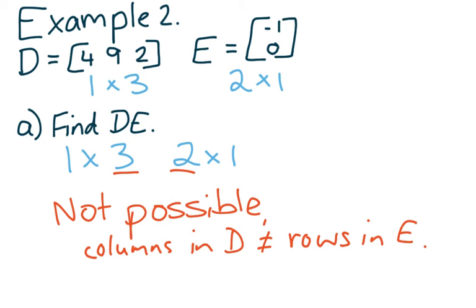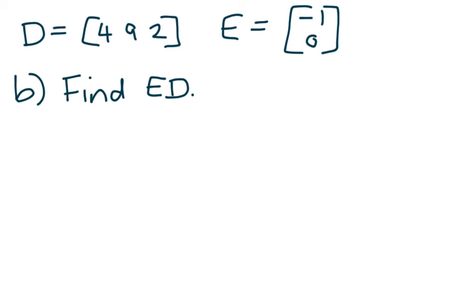So when you get a question like this, you need to make sure that you actually state that it can't be done and why, because otherwise, if you leave it blank, it's assumed that you haven't answered the question or something like that. So the next part of this question is we've been asked to find E times D, and we need to see whether or not we can do this.